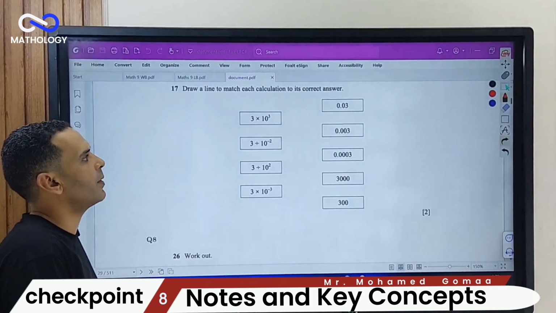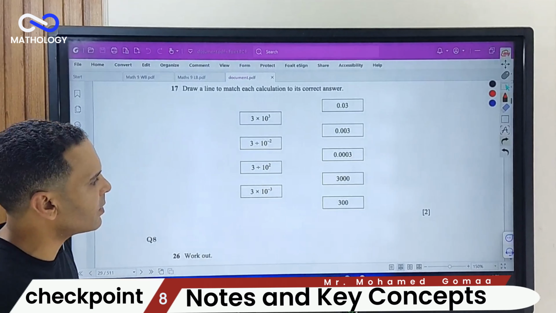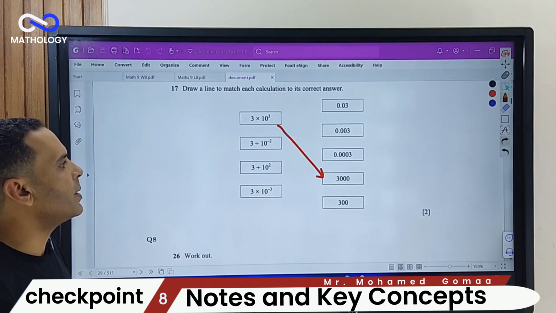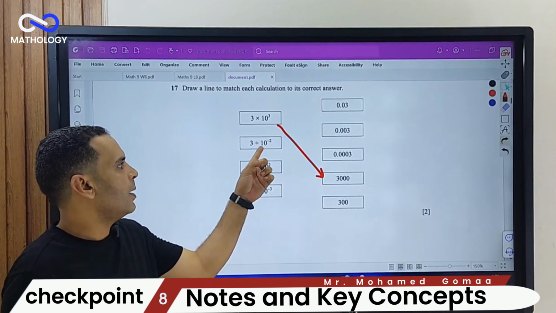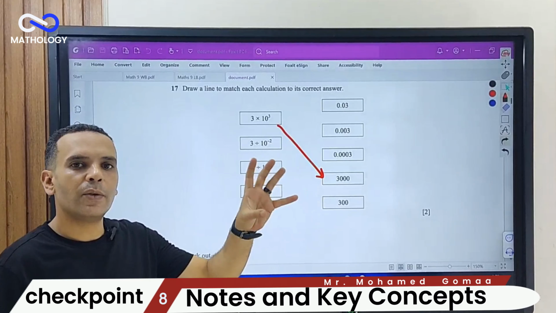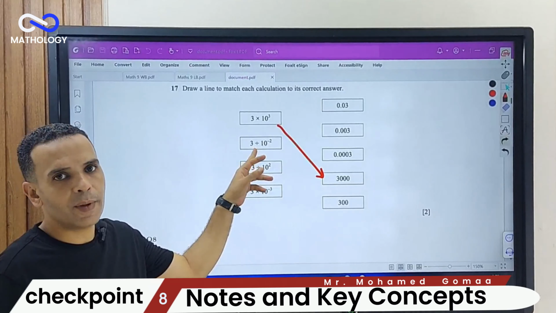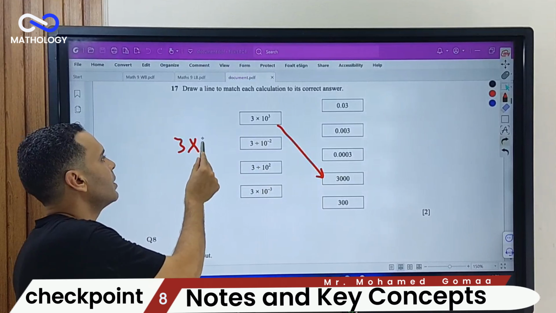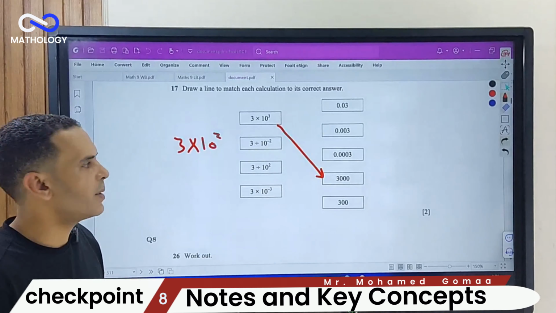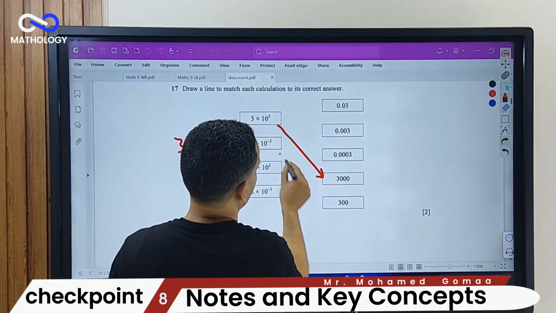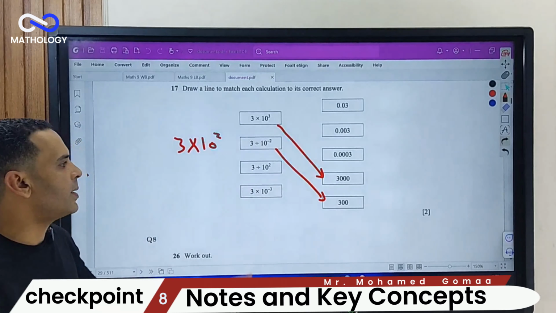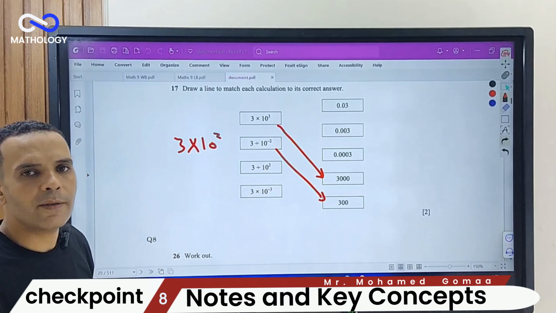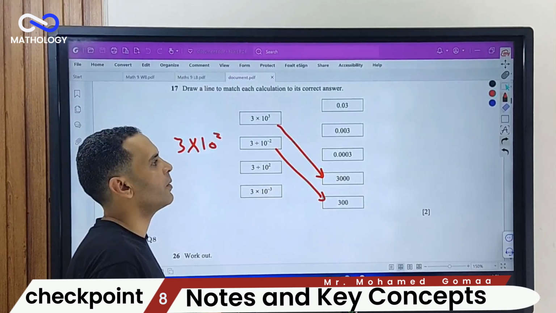3 multiplied by 10 power 3 will be 3 multiplied by 1000, which equals 3000, like this one. 3 divided by 10 power negative 2. Look, 10 raised to power negative 2. Change the sign. Divide will be multiplication, and change the sign of the power. It will be 3 times 10 power 2, which equals 300. 3 divided by 10 power 2, 10 power 2 means 100. 3 divided by 100 equals 0.03.